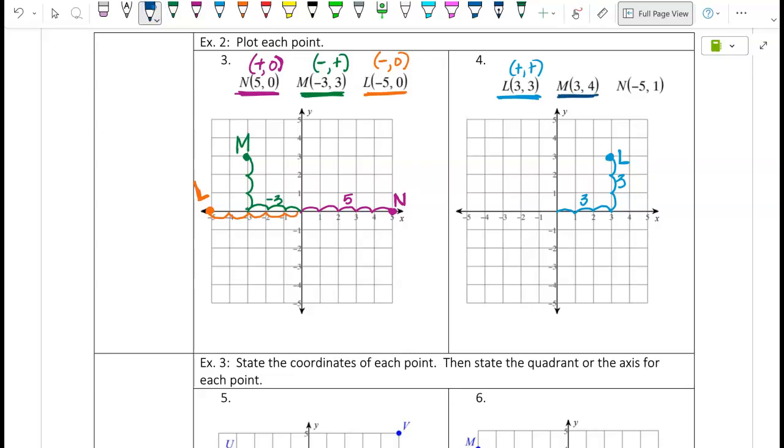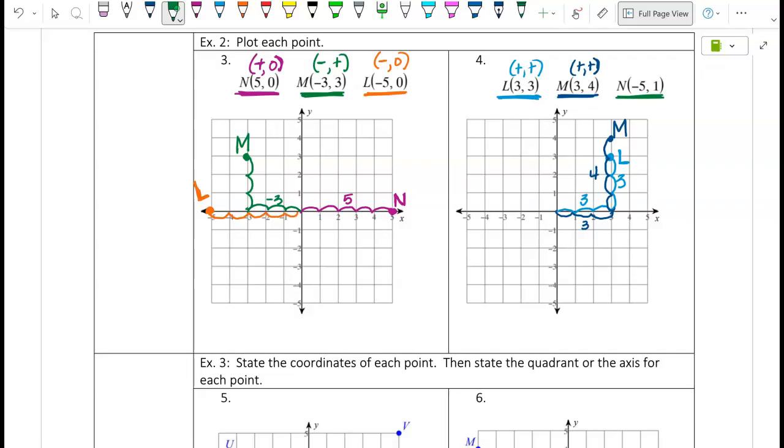Point M, 3, 4. Again, I have another plus pair here. So 1, 2, 3, 1, 2, 3, 4. And that is going to give me my point M. Do you have to draw the little loops? No. I'm just showing you how I'm counting to get those points.